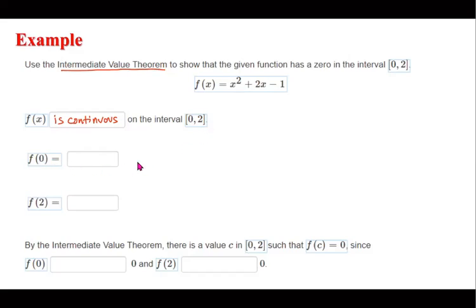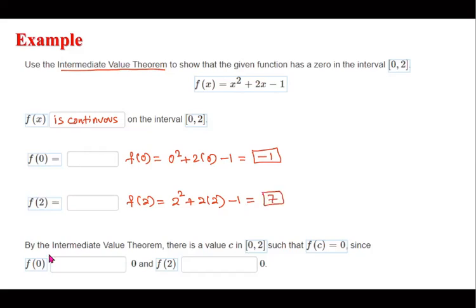So let's find f of 0. You plug in 0 there. f of 0 is equal to 0 squared plus 2 times 0 minus 1, which is equal to -1. Okay, so f of 0 is -1. Now we have to find f of 2. And if f of 2 is positive, then we can say that the 0 is in that interval. So let's plug in 2 to that function. f of 2 is equal to 2 squared plus 2 times 2 minus 1. 2 squared is 4. 2 times 2 is also 4. 4 plus 4 is 8. 8 minus 1, that is a 7.